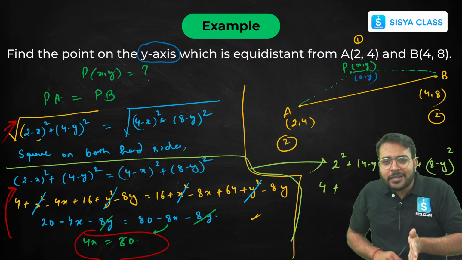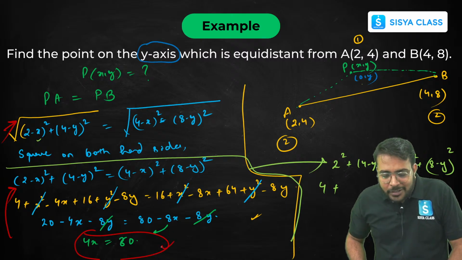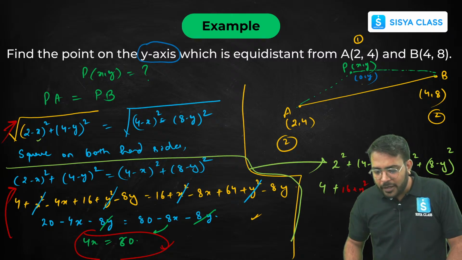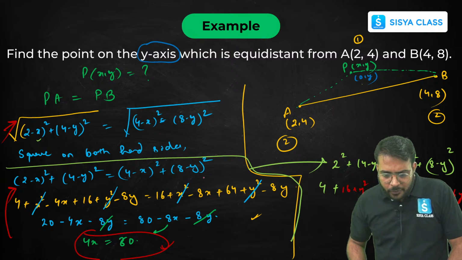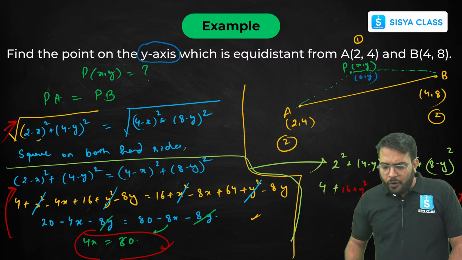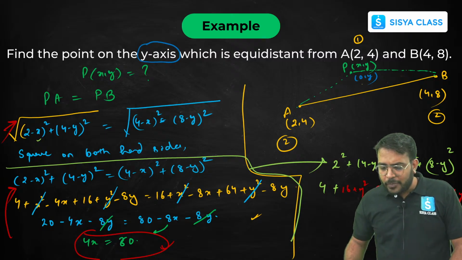This point is lying on the y axis. Understood my point beta? All right, so that means this x has to be 0. Understood? Okay, so 16 plus y square minus 8y is equal to 16 plus 64 plus y square minus 16y. Yes or no? All right, fine.